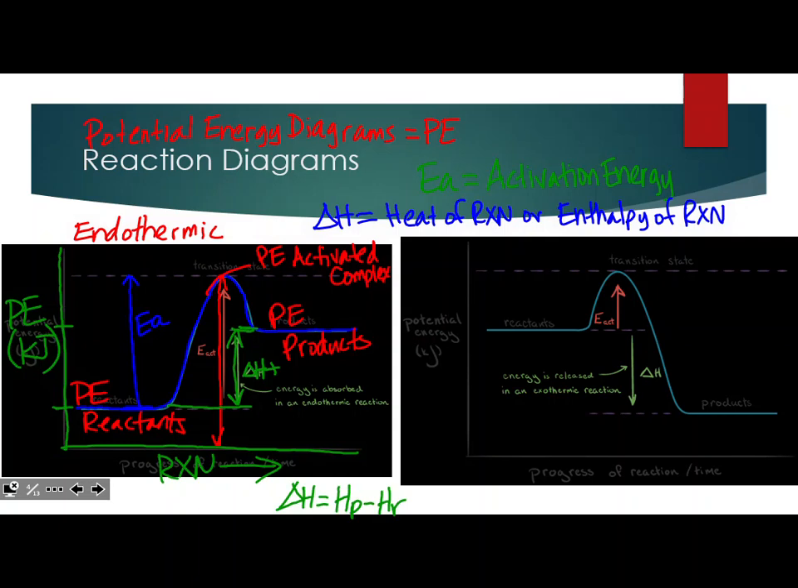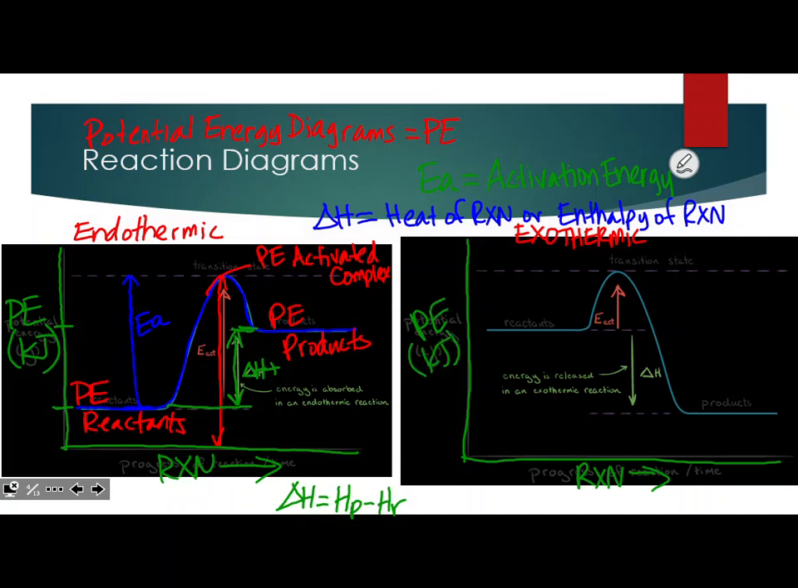So take a moment to look at that before I go into the exothermic graph. Now let's look at the exothermic side. This is the exothermic one over here. There are only slight differences on the exothermic graph. Let's draw in our Y and our X. Here is still the reaction progress. Here is still the potential energy in kilojoules.